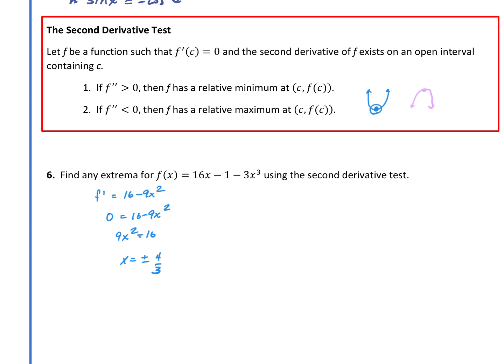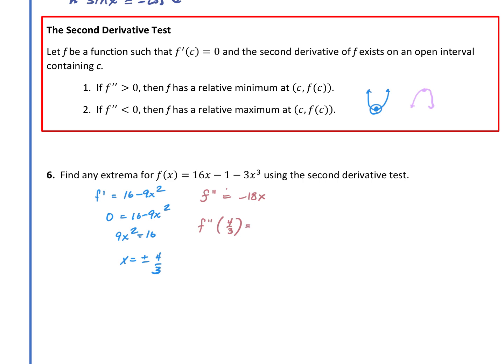So let me do the second derivative. So now we're going to do the second derivative. So f double prime is going to be equal to negative 18x. So what I'm going to do is plug in. This graph has some sort of concavity. So if I plug in the point, let's say 4/3, if it's positive, then at that point it's concave up. If it's negative, at that point it's concave down.